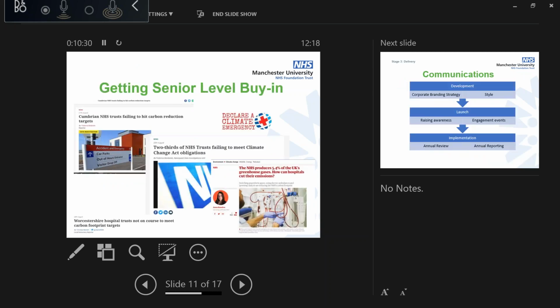I talked before about the importance of senior level buy-in, and I think if you haven't already got this, then use some of this media attention that we've got at the moment to be able to leverage this. I pulled out a couple of things from August this year where NHS trusts were appearing in the media for either not having an SDMP or not hitting their carbon reduction targets. So absolutely use that if you can, because that will get your senior management on board if they're not already.